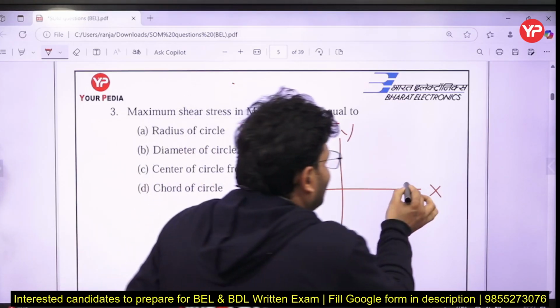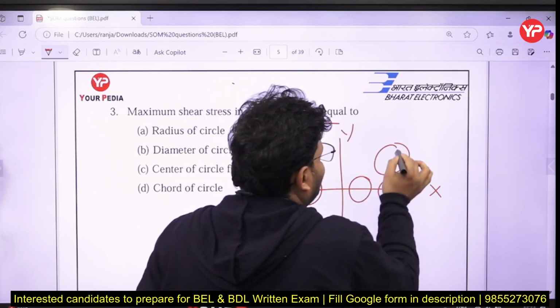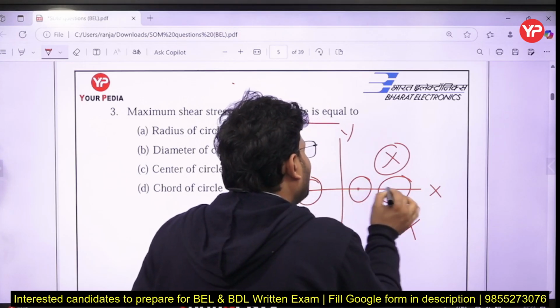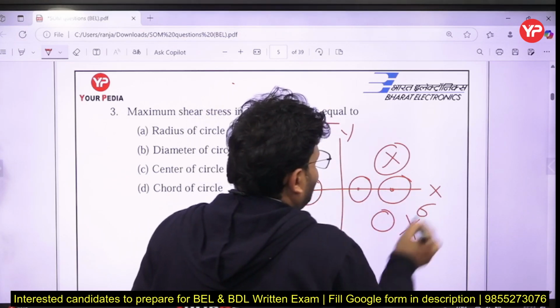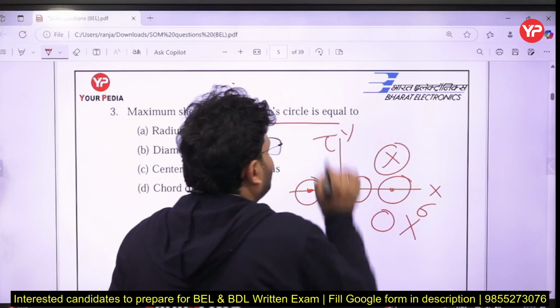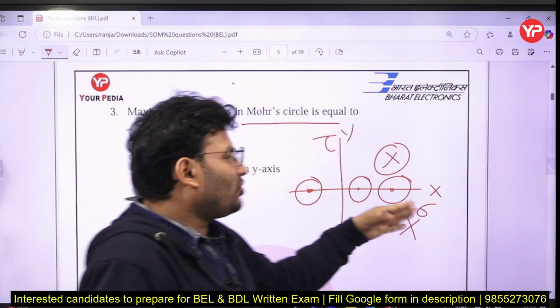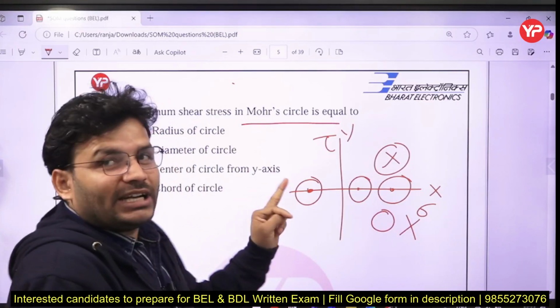That means it can be something like that, but it cannot be like that. This Mohr circle is incorrect. The center always lies on the x-axis. Here the x-axis is the longitudinal or normal stress, and the y-axis is the shear stress. So that is the point you have to keep in mind.